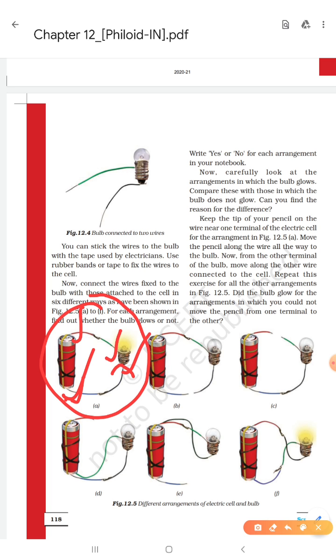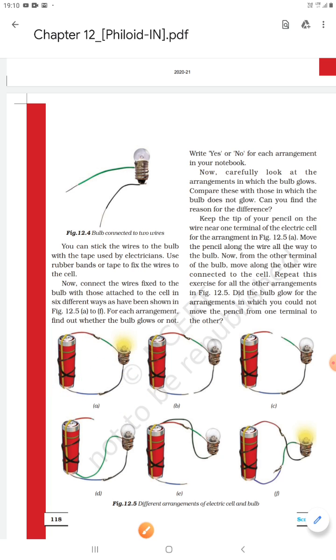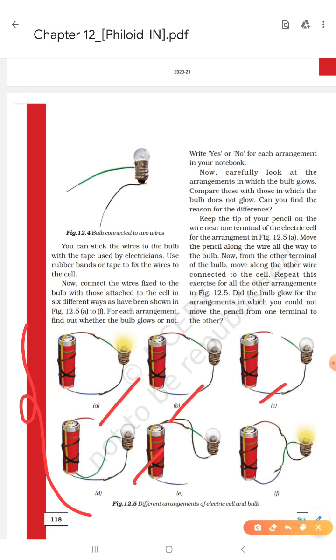Now connect the wires fixed to the bulb with those attached to the cell in 6 different ways. This is your activity number 2. You have to add in these 6 different manners, and then write whether the bulb glows or not. Write yes or no for each arrangement in your notebook. Now carefully look at the arrangements in which the bulb glows. Then compare these with those in which the bulb does not glow. Definitely you will find some reason for the difference.